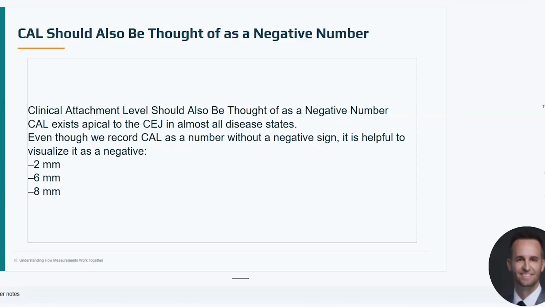Clinical attachment level should also be thought of as a negative number because it exists apical to the CEJ in almost all disease states. We record it as a number without a negative sign in Curve, but it is helpful likewise to visualize it as a negative. So a clinical attachment level of 8 millimeters, you can think of it as a -8. It's -8 millimeters down that axis. Or, in other words, the gum tissue, the base of that pocket, attaches 8 millimeters down that root onto the root surface.